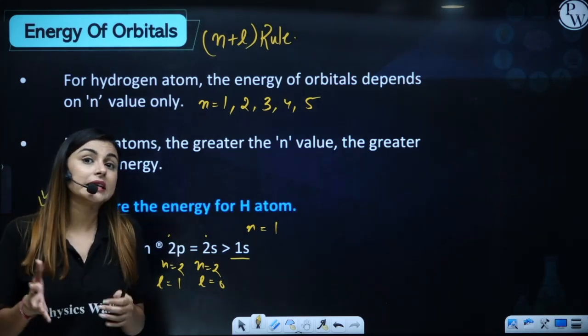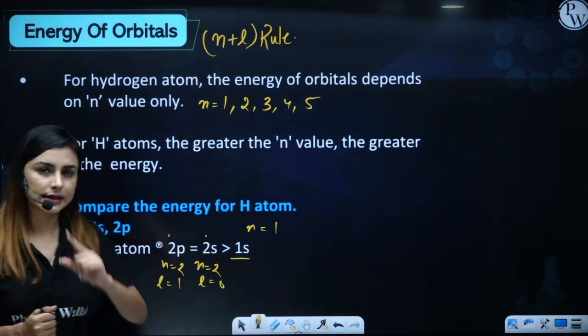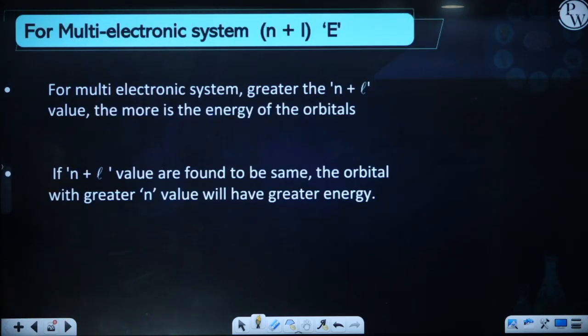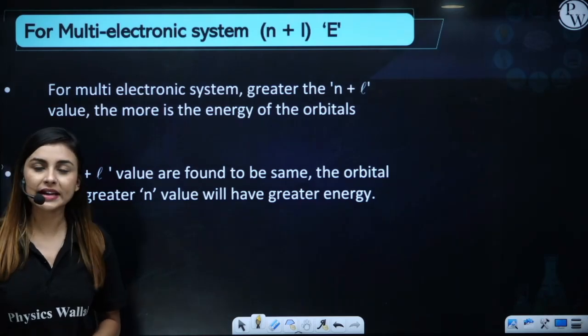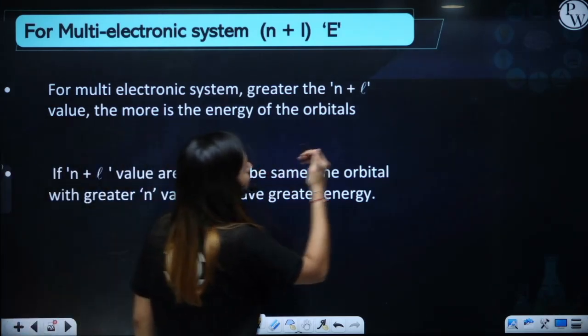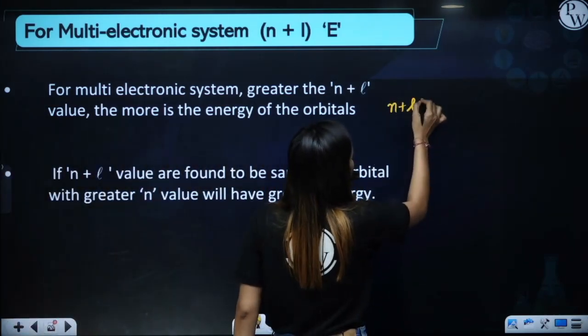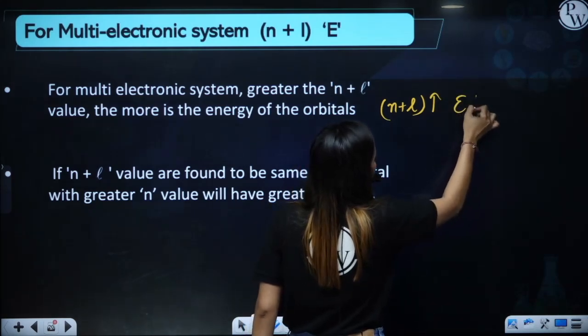But if you have multi-electronic species, then what is the case? It will have a different case. For multi-electronic species, you have the n plus l rule. Now, what is the n plus l rule? The more the n plus l value, the more the energy will be.